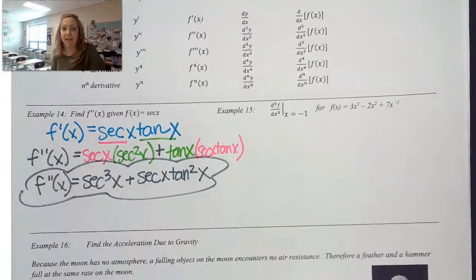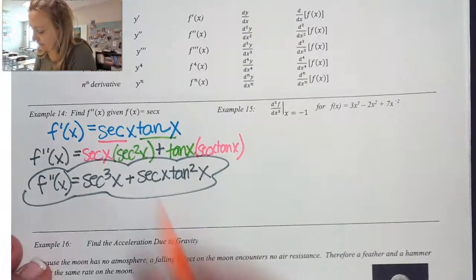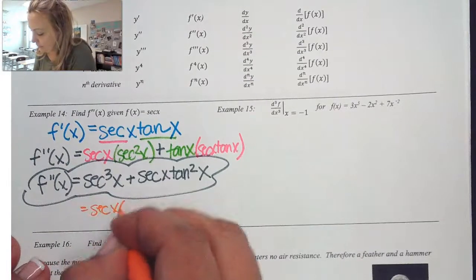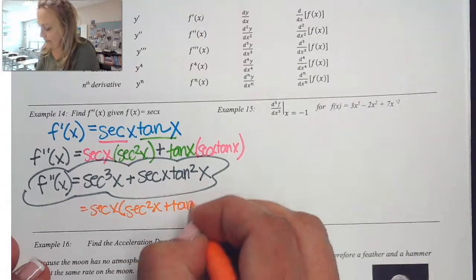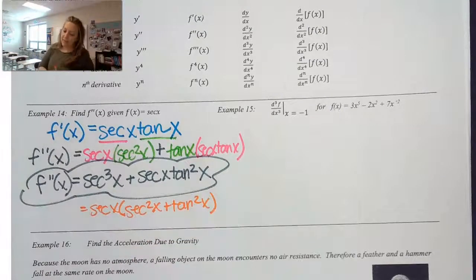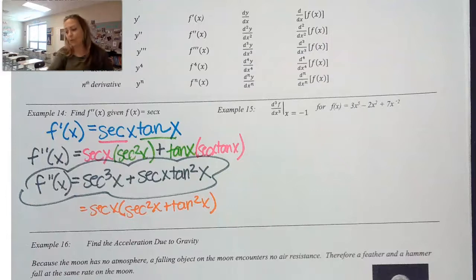Of course, you could factor out a secant if you wanted and rewrite it as secant x, secant squared x plus tangent squared x. That's fine, okay? So a lot of different ways that you could write it.